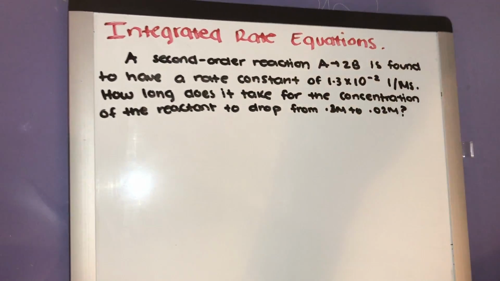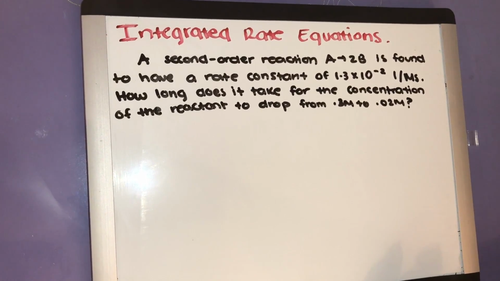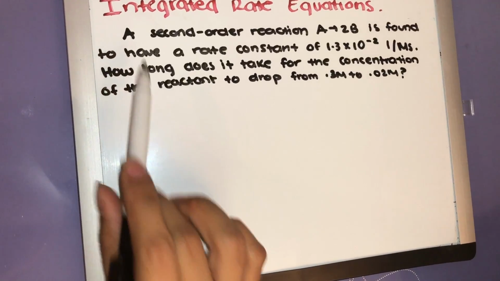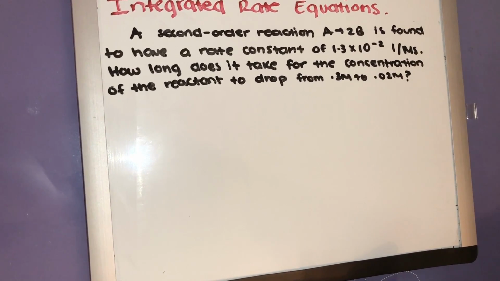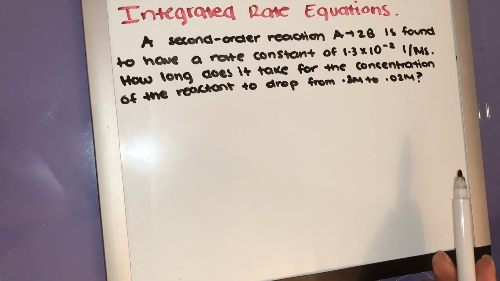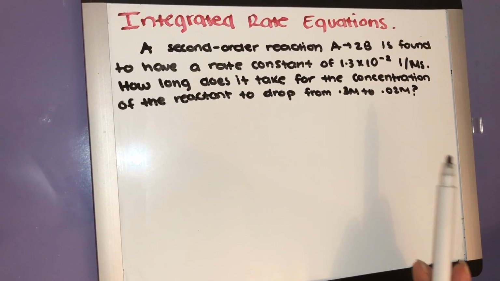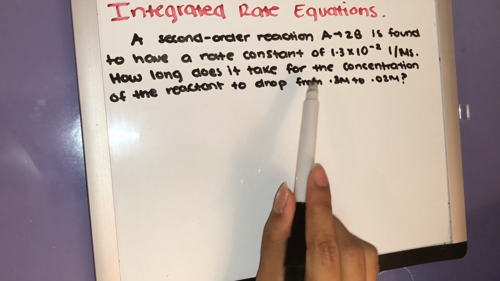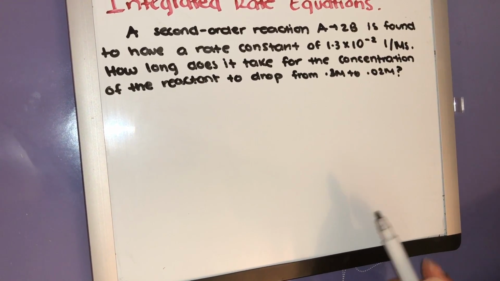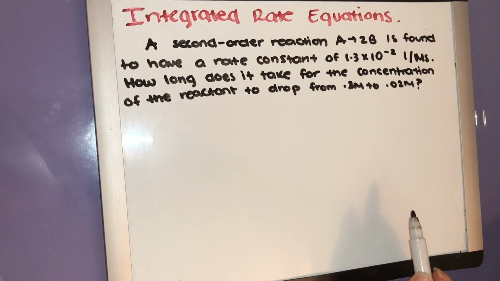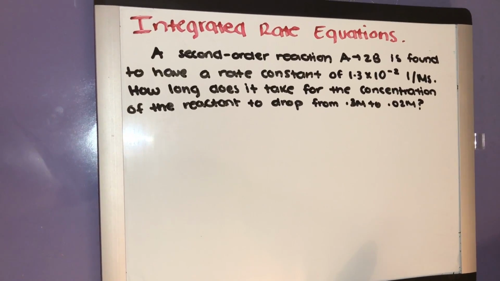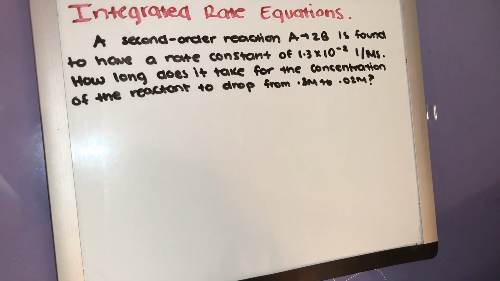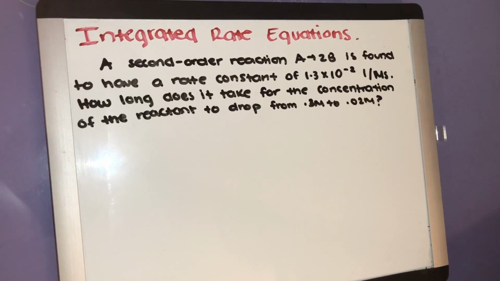In this example, we're going to be talking about integrated rate equations. The problem reads, a second-order reaction A to 2B is found to have a rate constant of 1.3 times 10 to the negative 2, 1 over ms. How long does it take for the concentration of the reactant to drop from 0.3 molarity to 0.02 molarity? The first thing we need to do is determine our givens.